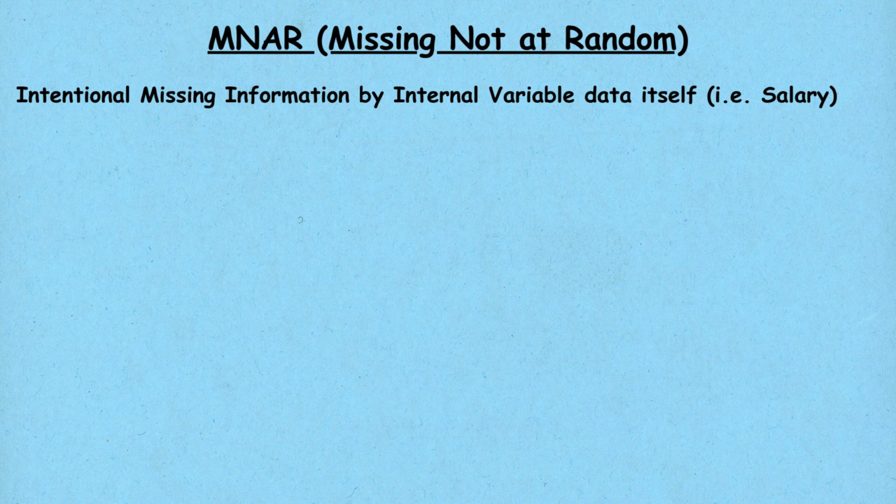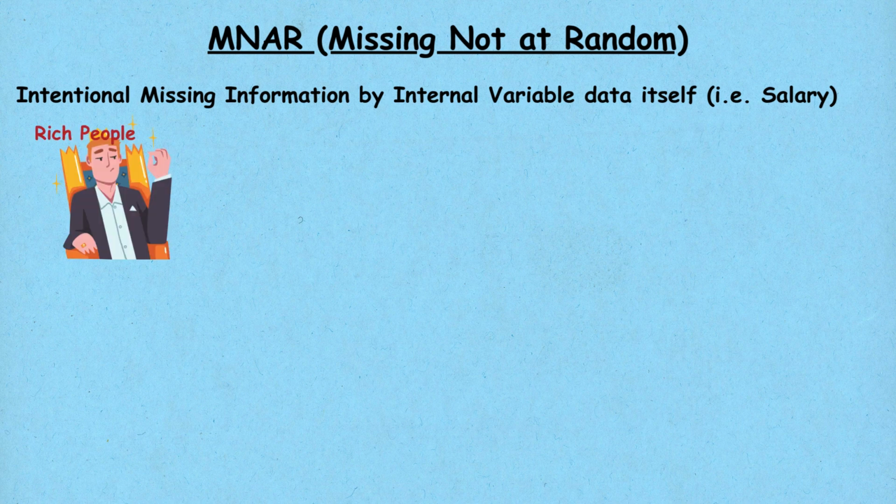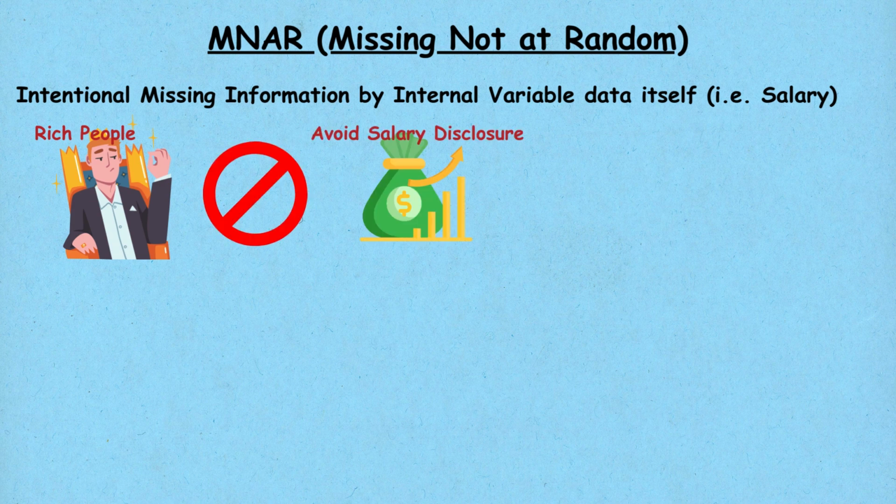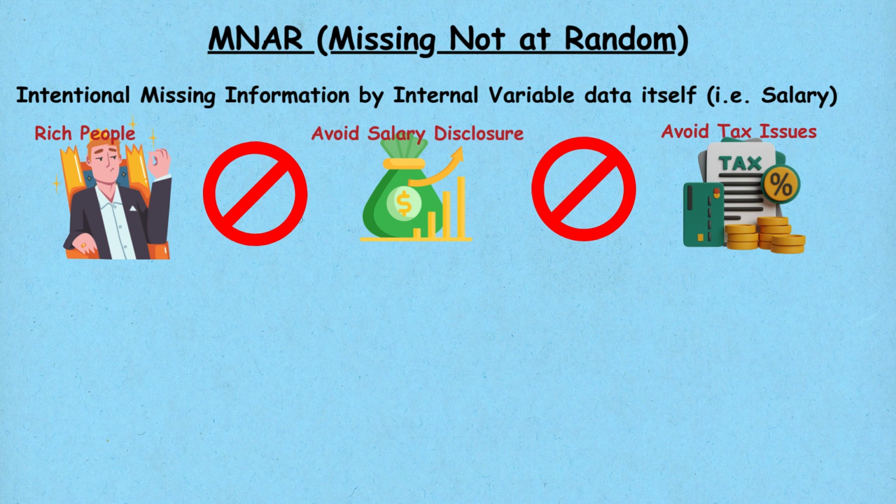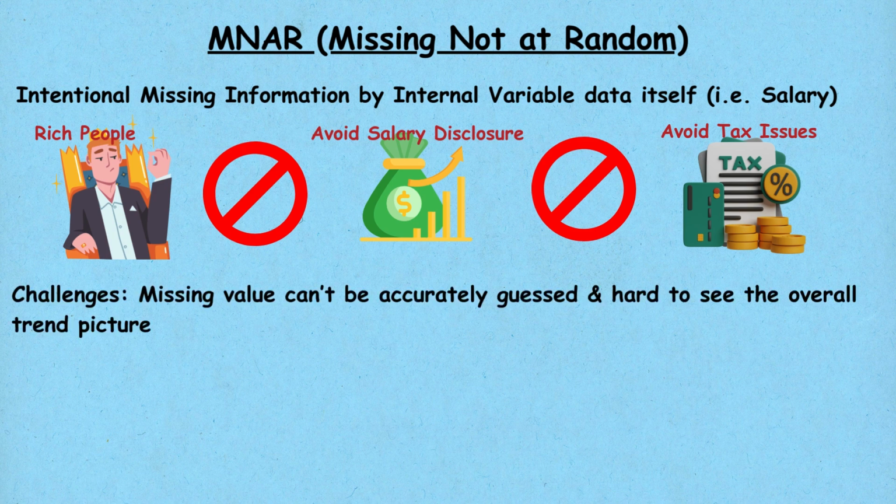For example, imagine wealthy individuals with an annual income of more than $200,000 who don't want to disclose their earnings in a survey to avoid any tax issues. In other words, their income data is deliberately missing. In this case, the missing data isn't random, and it is influenced by an internal factor, like the high income itself. This type of missing data is tough to fix because we don't have enough information to accurately guess what the missing values should be.